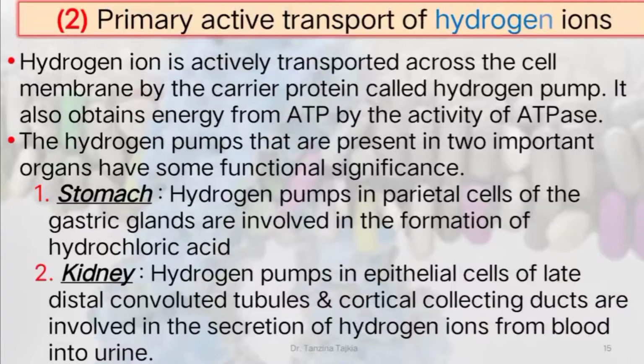In the stomach, hydrogen pumps in parietal cells of the gastric glands are involved in the formation of hydrochloric acid, and in the kidney, hydrogen pumps in epithelial cells of the late distal convoluted tubule and cortical collecting duct are involved in the secretion of hydrogen ion from blood into urine.